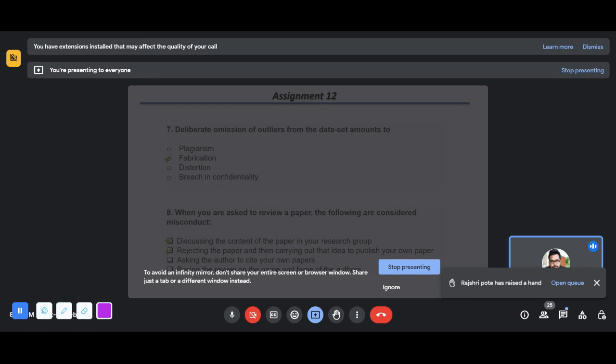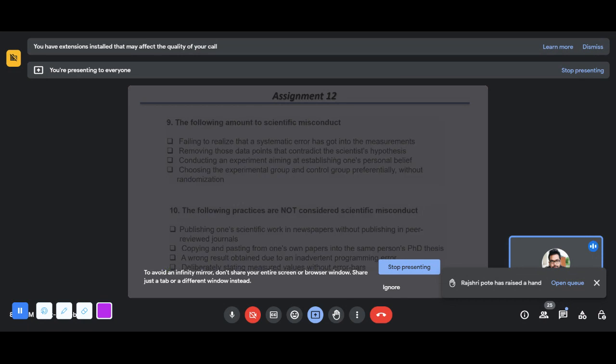The third one is asking the authors to cite your own paper. That happens very normally. Also, basing the review on the name of the author is also correct. So all four are basically called scientific misconduct while reviewing a paper.